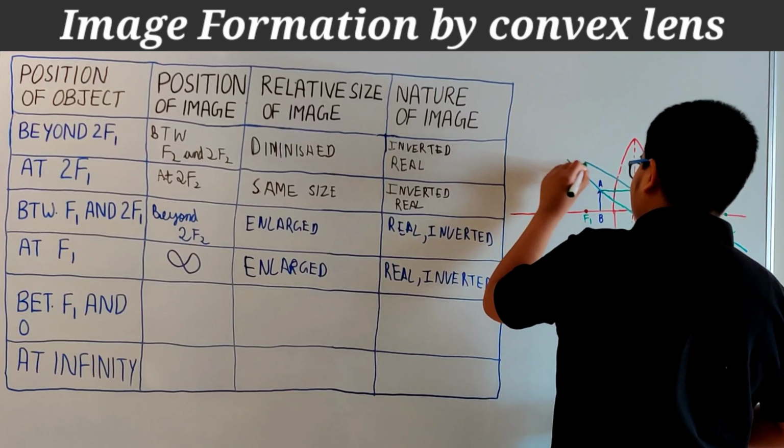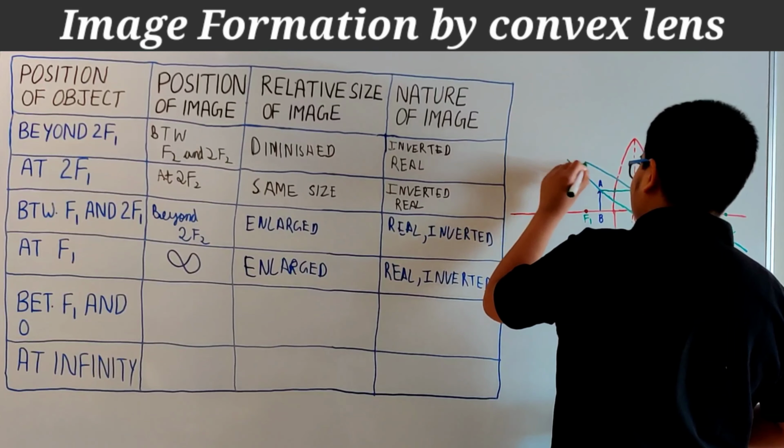Now let's discuss the last case in which the object is placed at infinity. So to show that the object is placed at infinity, what we will do is that we will rub out a part of the principal axis, and here we will display the object. Now this is because the object is at infinity. So to show that the object is at infinity, we have done this.